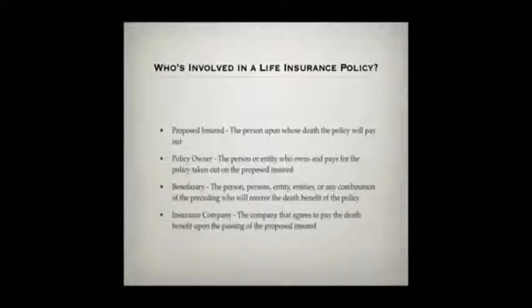The beneficiary is the person, persons, entity, entities, or any combination of the preceding who will receive the death benefit of the policy. So a common setup is for a husband to own a life insurance policy on himself and for his wife to be the beneficiary or vice versa. You'll see companies or entities being the beneficiary of a life policy when somebody wants to leave money to charity or you're talking about corporate life insurance.